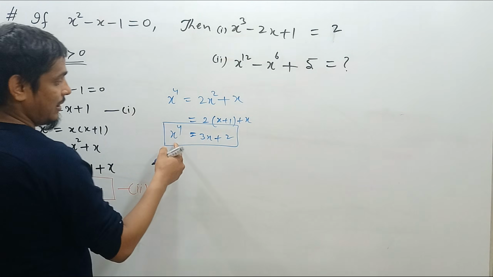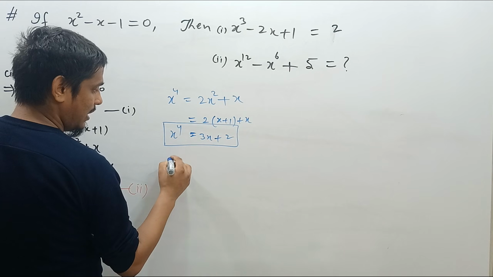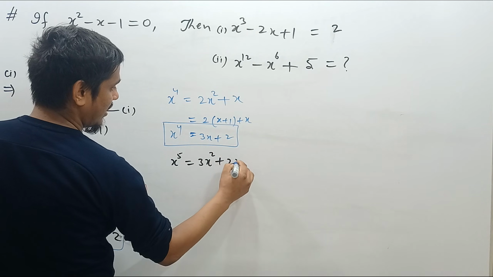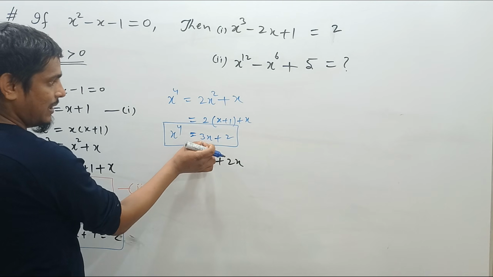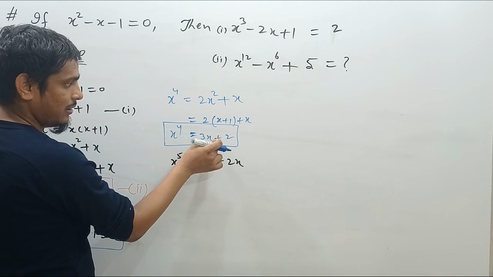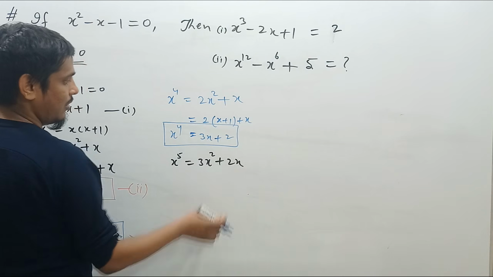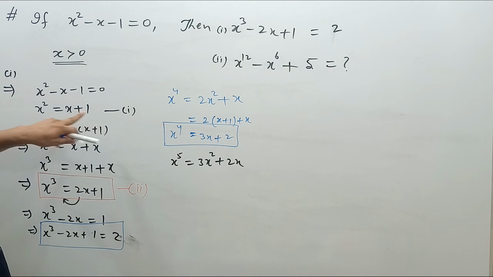When we multiply next x on either side, the left side will become x power 5 and the right side will become 3x square plus 2x. So when we multiply this 3x plus 2 with x, this 3x into x is 3x square and this 2 into x is 2x. Again substitute in place of x square as x plus 1.